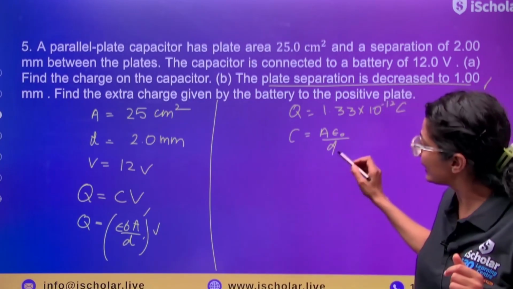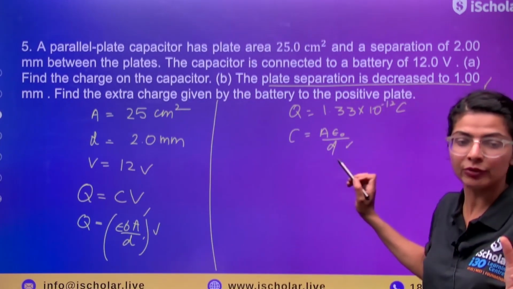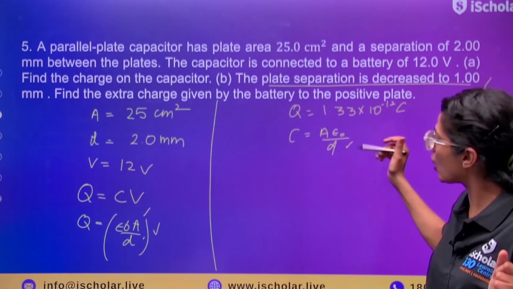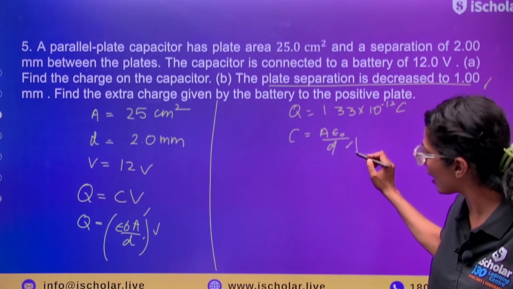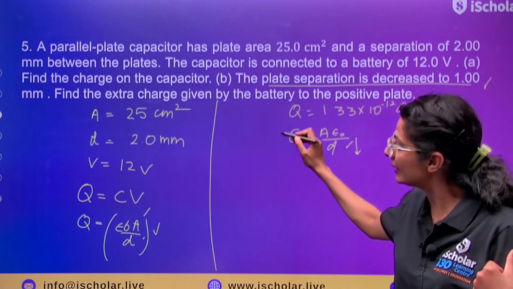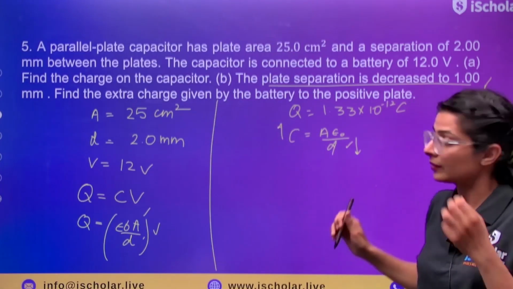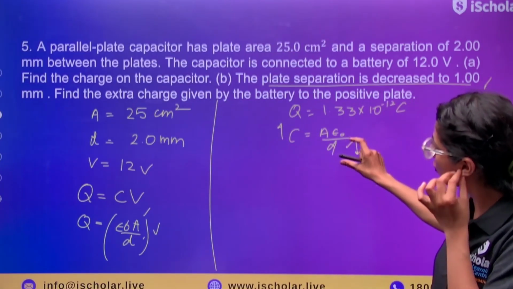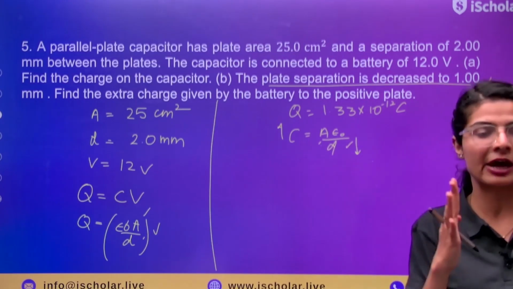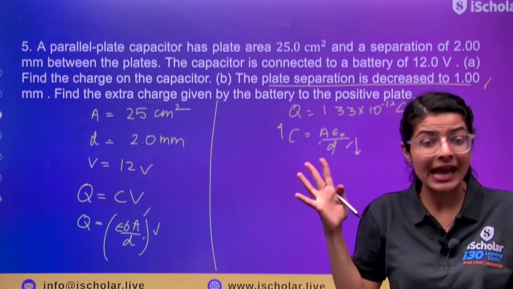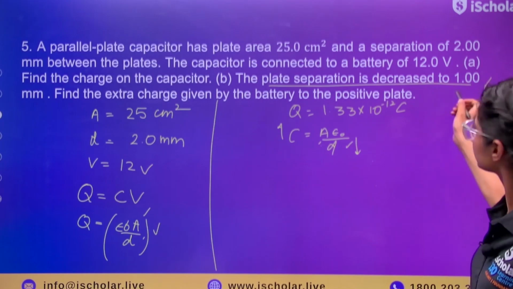If you are decreasing this D to half, it means that the capacitance will increase to twice. It will become 2C, and we can say the capacitance now will become twice as the previous one.